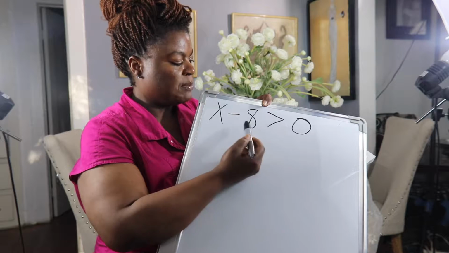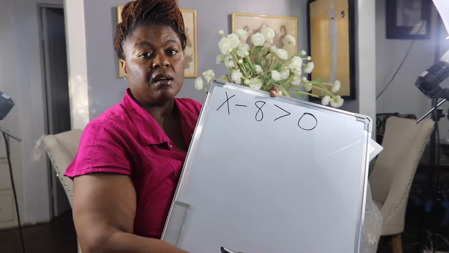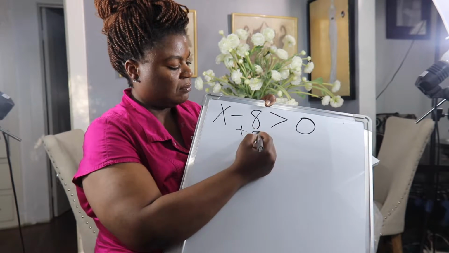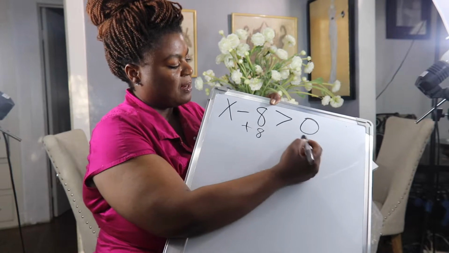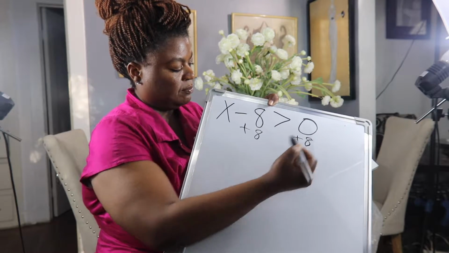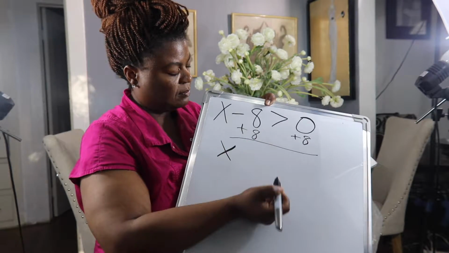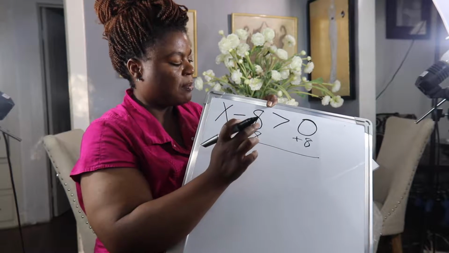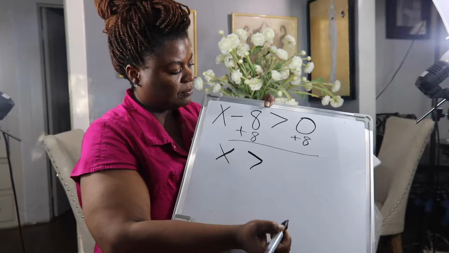Alrighty, so we need to move this 8 out of the way. So we find the opposite of negative 8, which is positive 8. And what we do on the left, we have to also do on the right. We bring down our x, bring down our inequality. Here's the tricky part. Well, anyway, bring down our inequality.